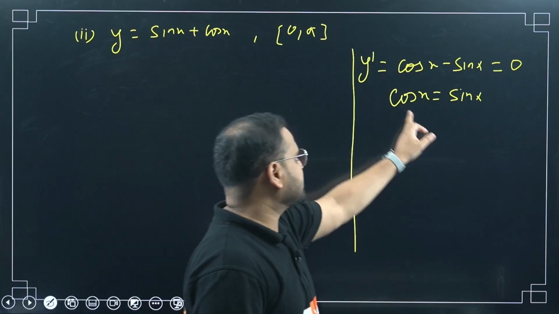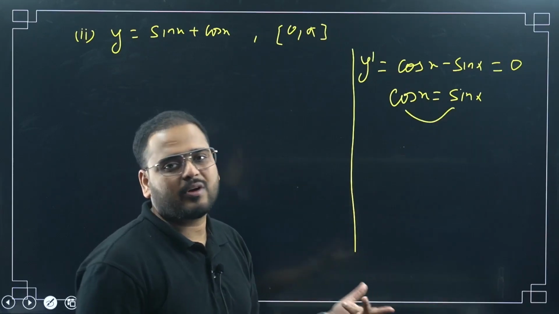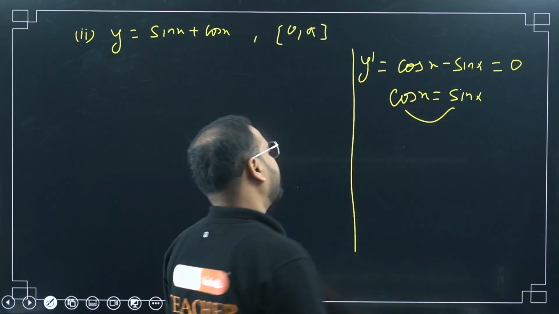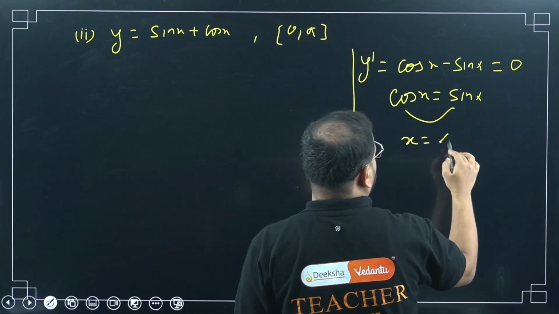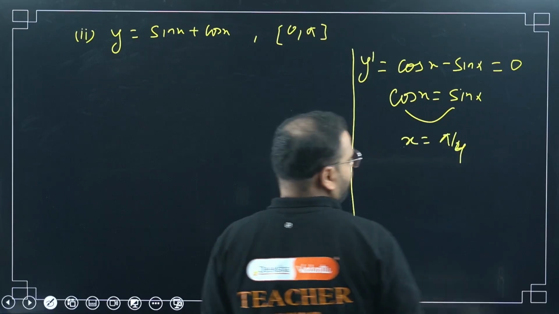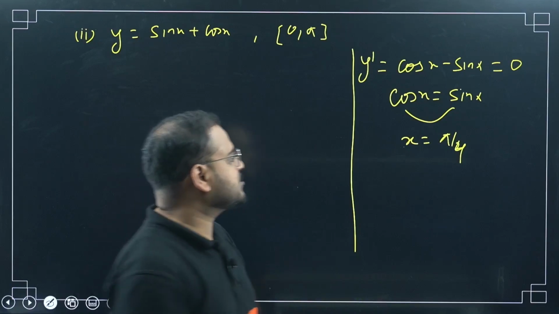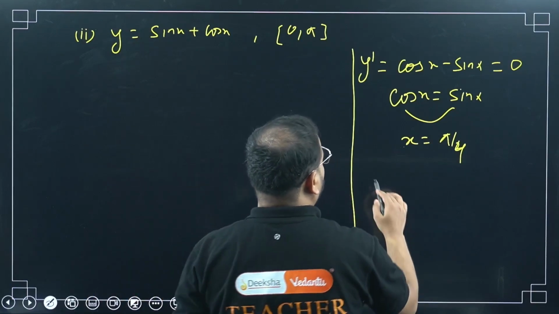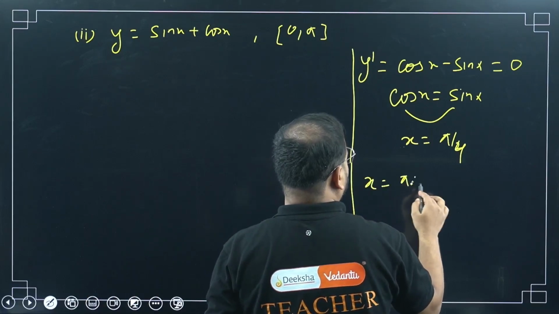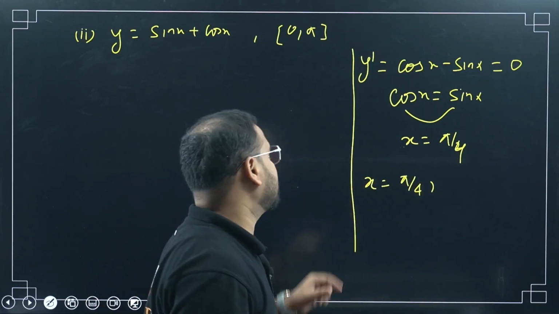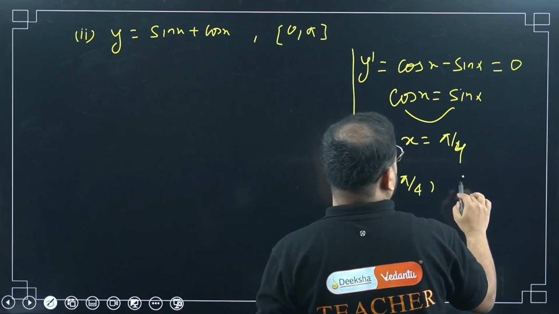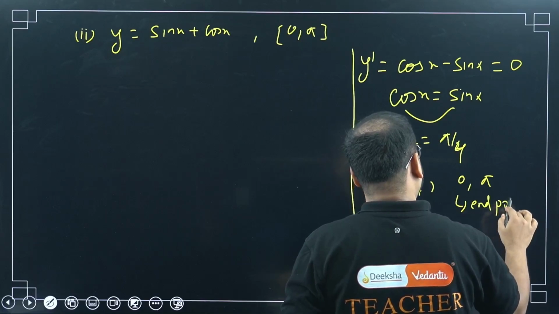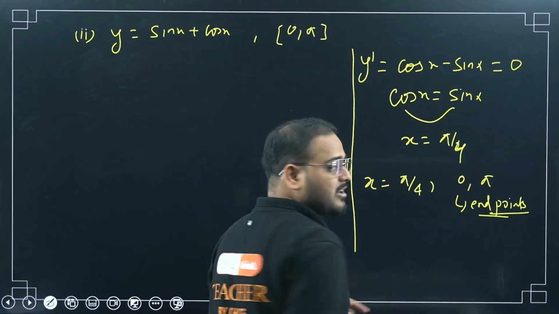I can do cos x by sin x as tan. Okay, then when is tan x 1? Or I can understand from here also. When is cos x equal to sin x? Pi by 4. At pi by 4, sin x is 1 by root 2 and cos x is also 1 by root 2. So at pi by 4 it is the condition. The critical point is pi by 4, only one I get. But I also have two more values, 0 and pi. What are these two values? My endpoints. I have to find this function value at these points also.